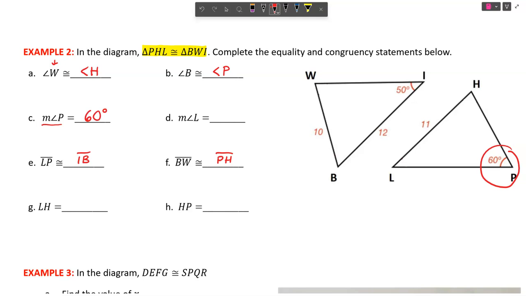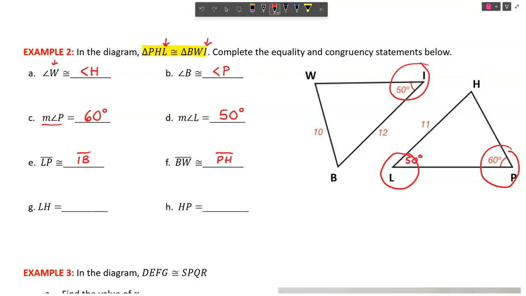For the next one, for angle L, we'll notice that nothing is listed here. So instead of being stuck, we're going to look at its corresponding angle in the other shape. Since L is in the last position, it corresponds with I. So we see that angle I is 50 degrees. Therefore, since L and I are congruent, L would have to also be 50 degrees. So I can even mark that on my diagram if I want.